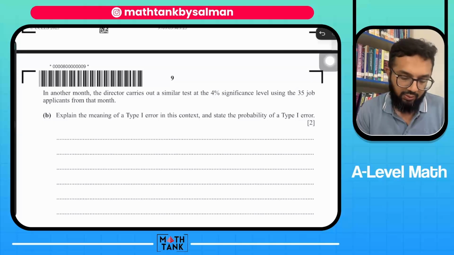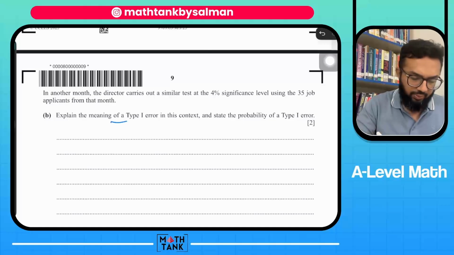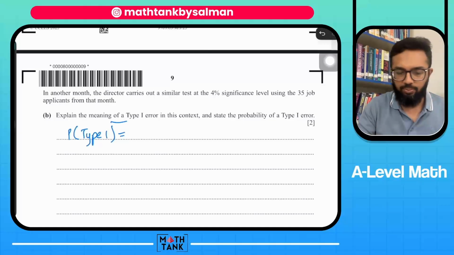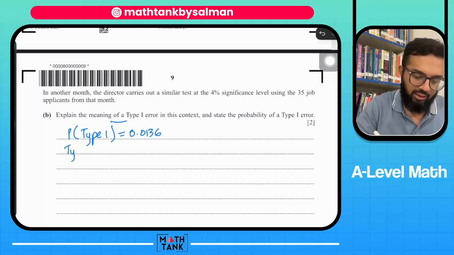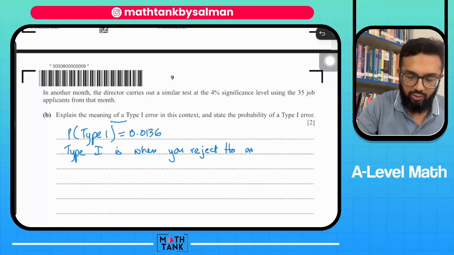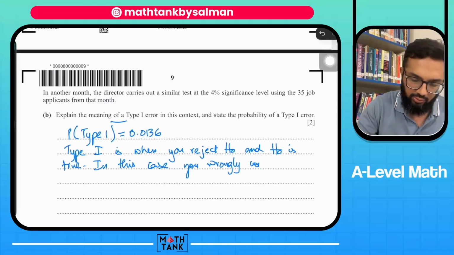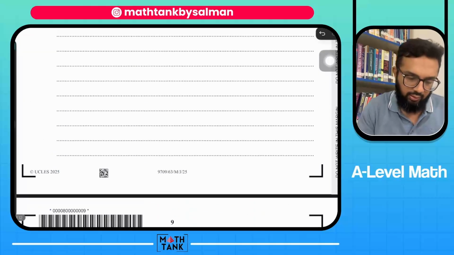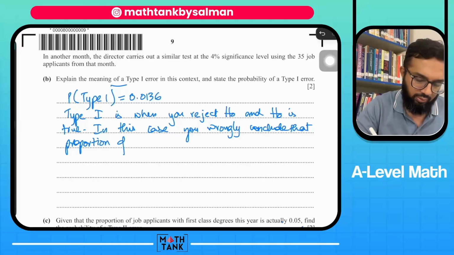Explain the meaning of a type 1 error in this context and state the probability of a type 1 error. So the probability of type 1 is something that I can borrow from the previous part and just say that it was 0.0136. I just have to state it. What is the meaning? Type 1 is when you reject H naught and H naught is true. In this case, you wrongly conclude that the proportion of applicants has decreased when it has not.